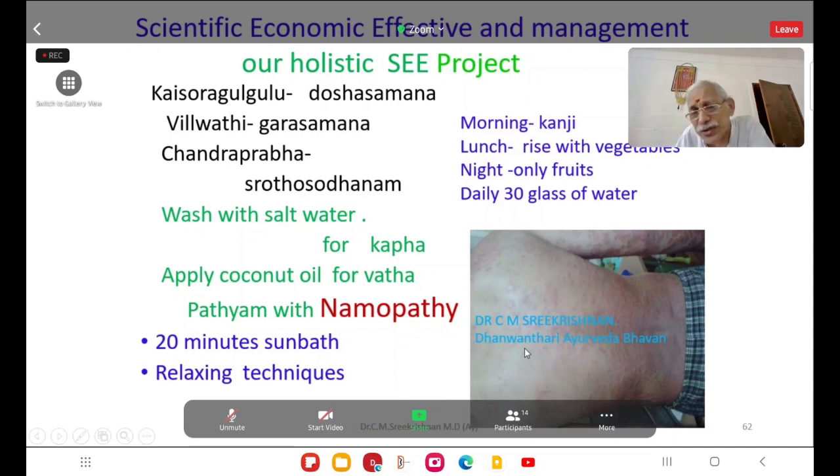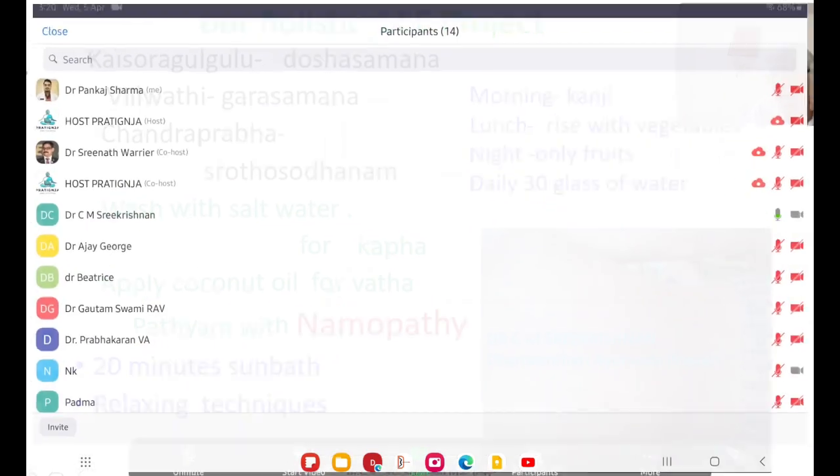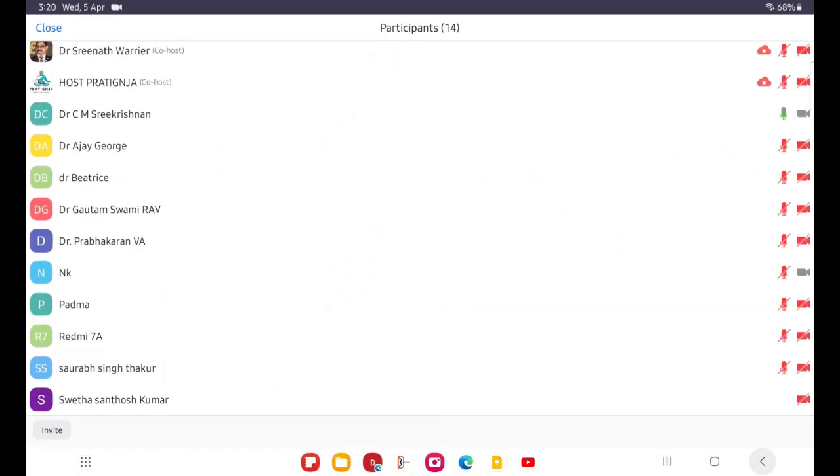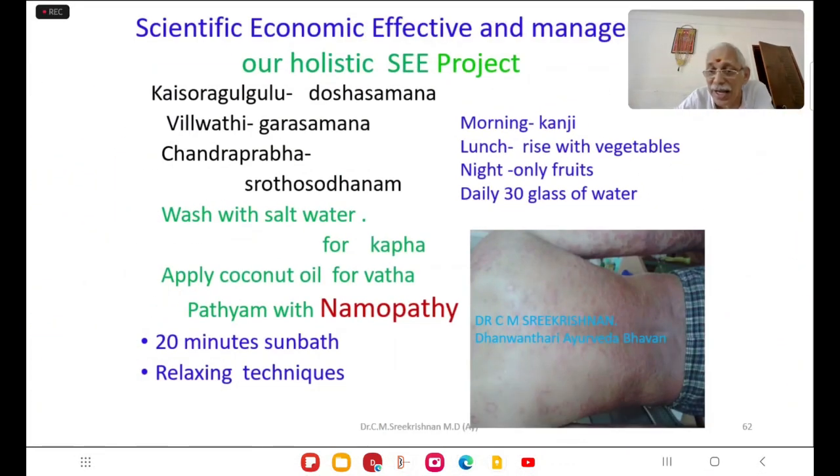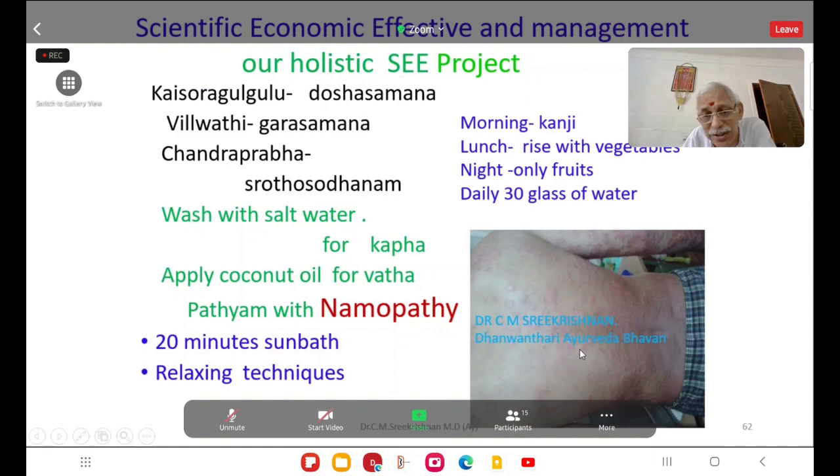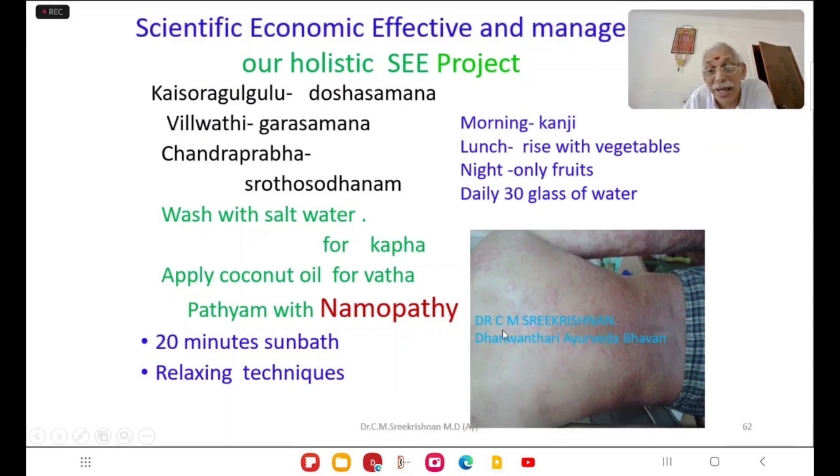So the patient history is a captain. He has a lot of stress, and he is taking a lot of fish also, fresh fish from the sea, grilled, and he is chronic also. I gave only these: Kaishora Guggulu as dosha shamana, Vilvadi Kudiya as gara shamana, Chandraprabha as dosha shamana. And I told him to wash with salt water for Kapha shamana and apply coconut oil or water.